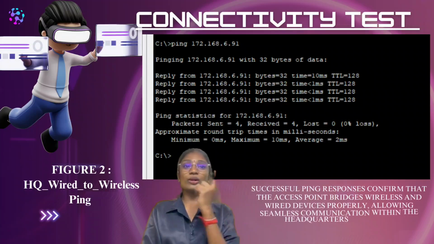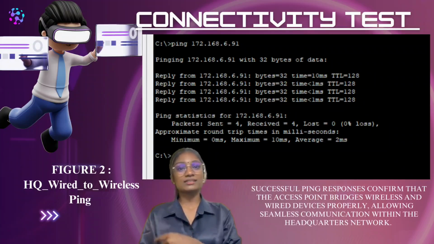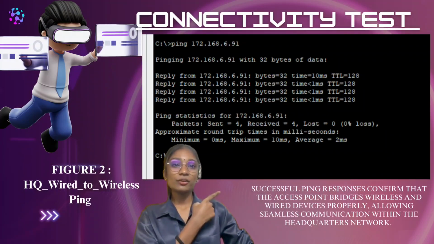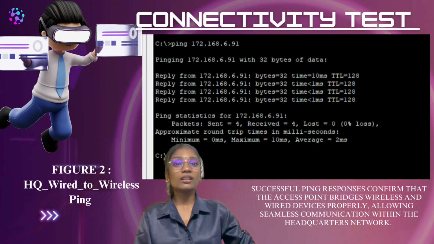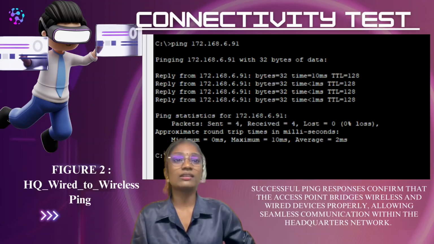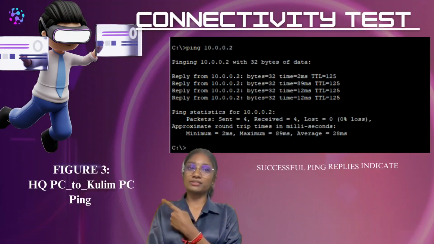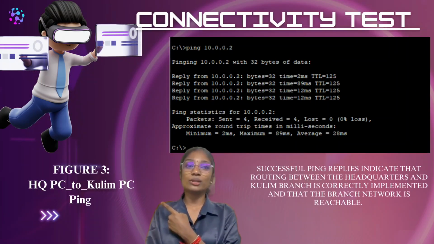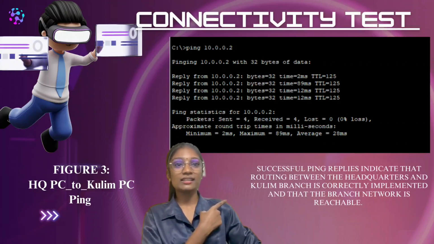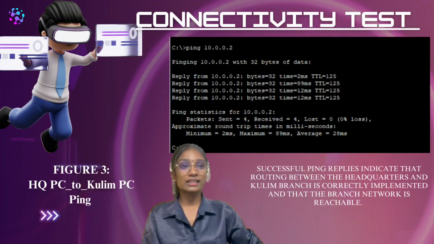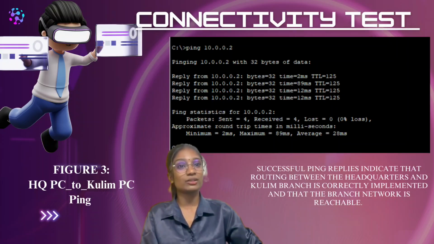Figure number 2 is HQ wired to wireless. The successful ping response confirms that the access point bridges wireless and wired devices properly, allowing seamless communication within the headquarters network. Figure number 3 is HQ PC to Kulim PC. Successful ping replies indicate that the routing between the headquarters and the Kulim branch is correctly implemented and that the branch network is reachable.